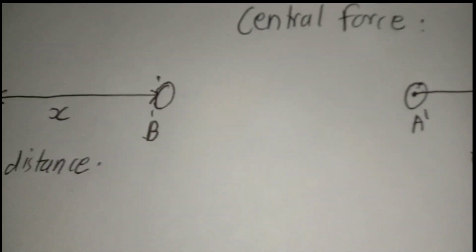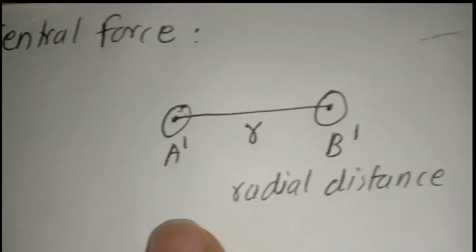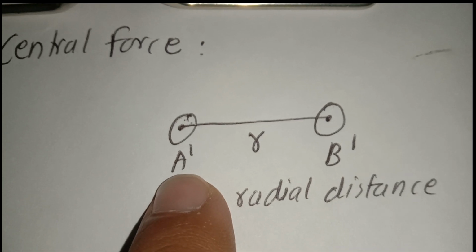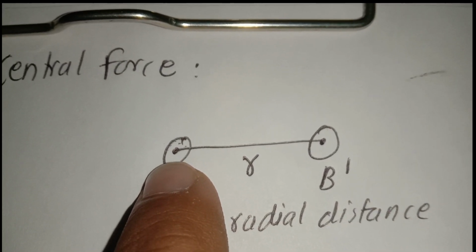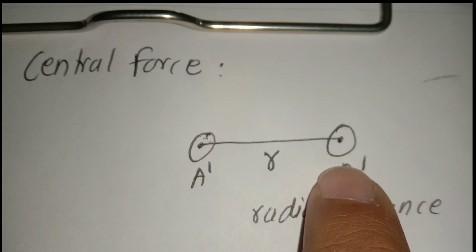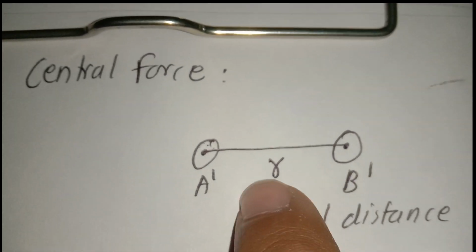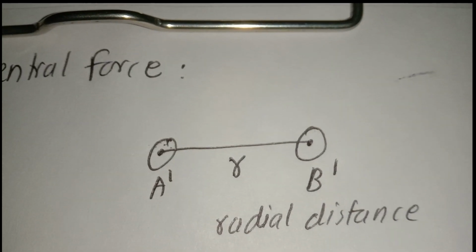But I want to make clear what the radial distance is. Let's suppose this is A dash and this is B dash. If someone asks the radial distance, it is from the center point to the other body's center point. So this distance, this is the r distance, the radial distance.